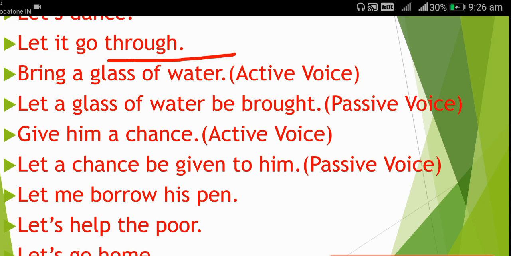So imperative sentences here. Bring a glass of water. In active voice you use एक गिलास पानी ला दो, एक गिलास जल ला दो. Then how can you convert it into passive voice? So it starts with let in passive voice. Use let a glass of water be brought. Let a glass of water be brought.